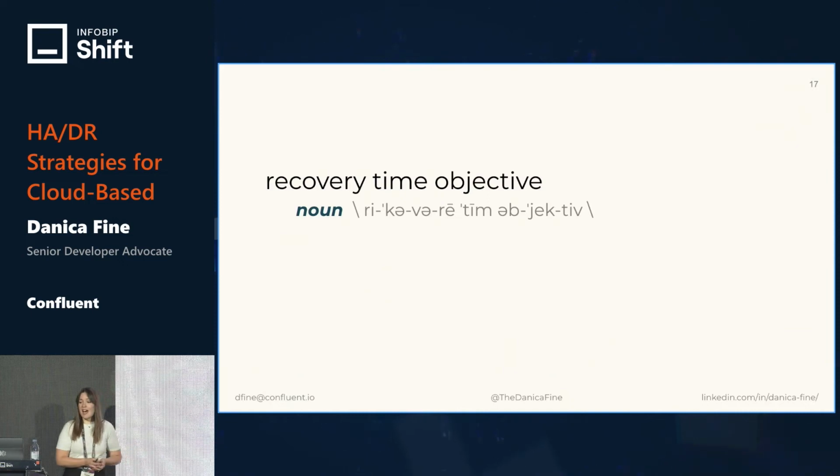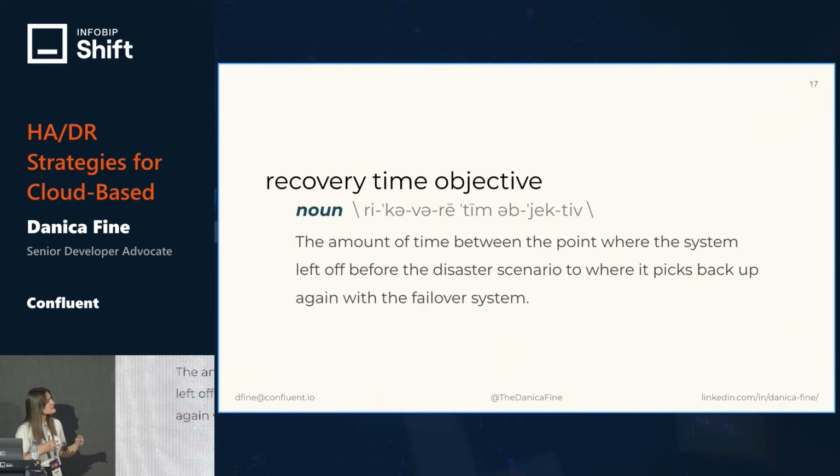RTO is recovery time objective, all right? So this is how much time we expect to pass between right before the system failed and when we eventually fail over to the backup, right? So in any sort of disaster scenario, the ideal situation is that we have an exact copy of everything that we need to keep functioning until we can eventually restore service back to the original data store, right?